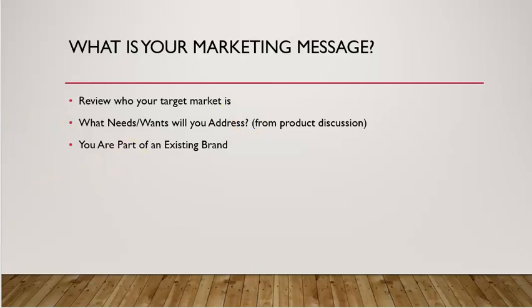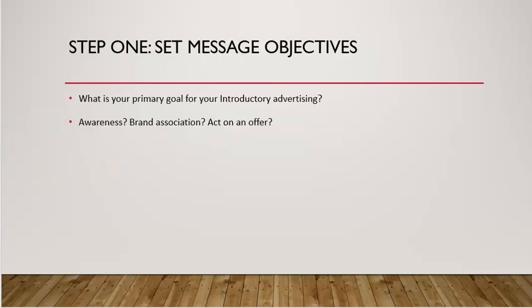So let's talk about some of the things you want to try to do here. The very first step is you need to set your message objectives. So you want to answer what is the primary goal for your introductory advertising? Is it, for example, to build awareness, the brand association we just talked about, or some type of offer to act on? As you can appreciate, most marketing messaging has to be done in pretty concise ways, so you have to really think strong and hard about what your primary objectives are, okay?